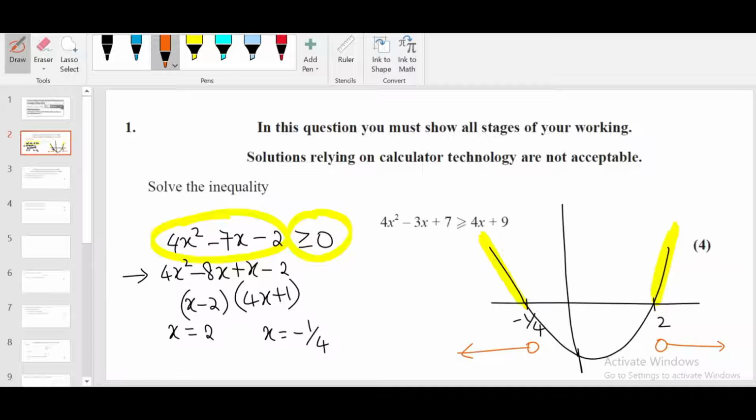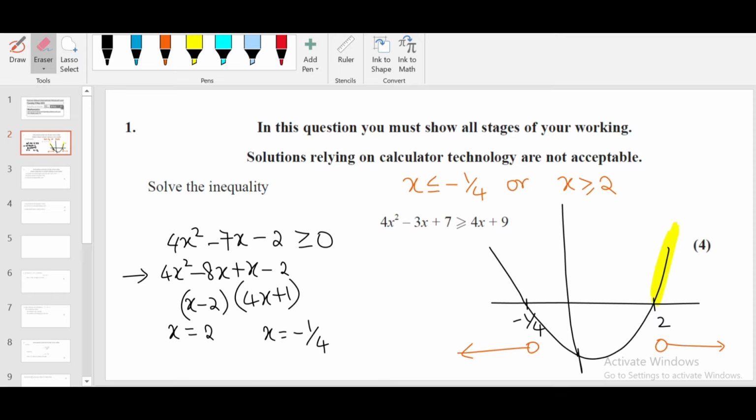So the solution is x is less than or equal to negative 1 over 4 or x is greater than or equal to 2. That's the solution, that's how you solve it. But you need to put the equal sign also here. Sometimes they might ask you to write the answer in set notation. So in that case, the same solution, right? You need to write it in this way.